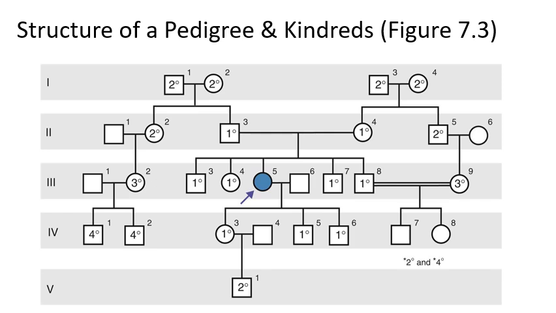Now, this is how a pedigree is drawn. You can see a circle here in the middle. In row 3, number 5, is the proband. The proband is the first person who manifests the disease and usually is marked by an arrow. So you can see here.